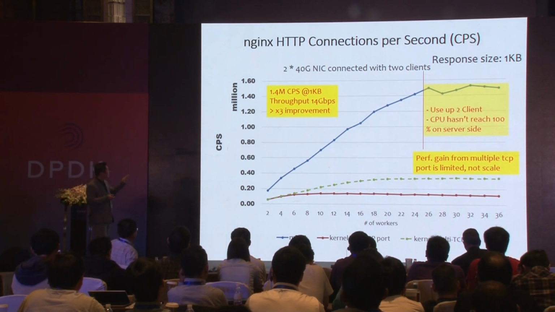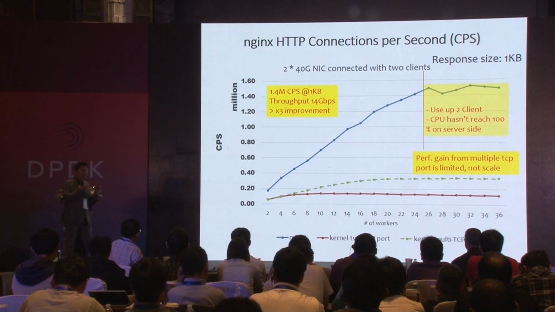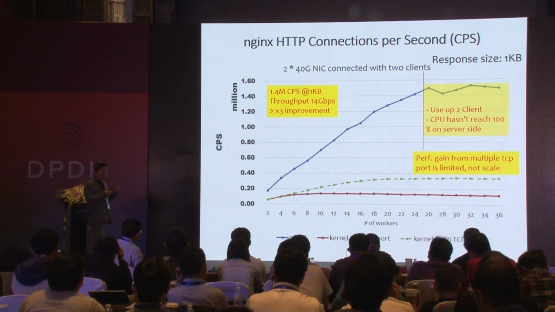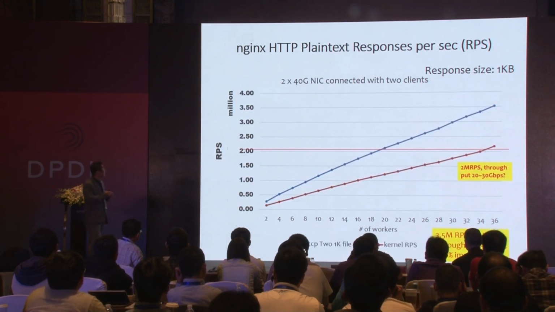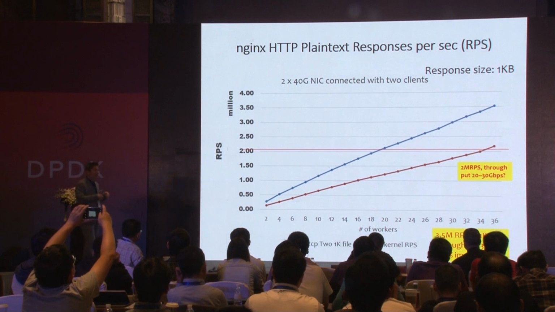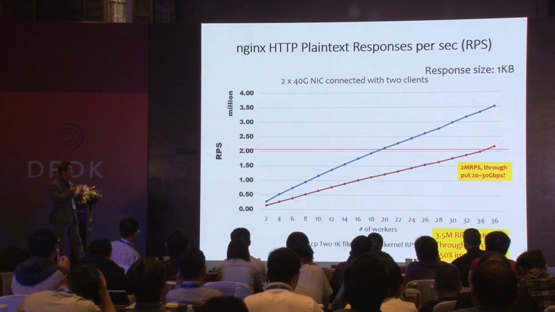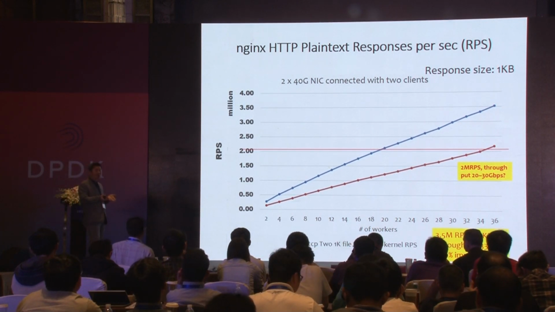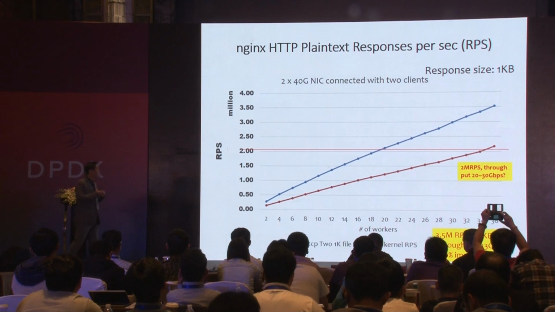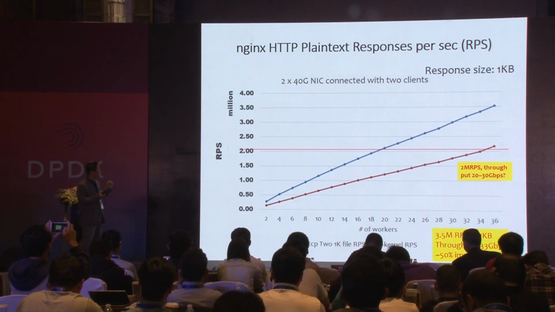Okay. And at the maximum, two clients were not enough to saturate the server. So probably the performance will go up a little bit higher. And this one shows the responses per second metric. So they create the connection and then reuse the connection to measure the number of responses you can perform per second. And it shows about 50% improvement when you use all 36 workers. It shows that the performance actually scales over the number of CPU cores.